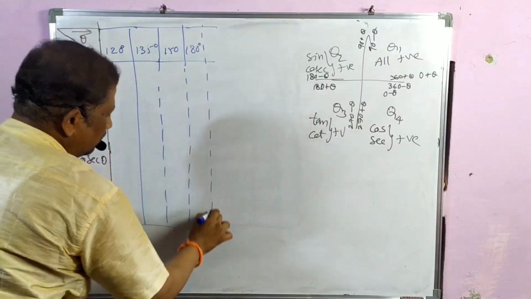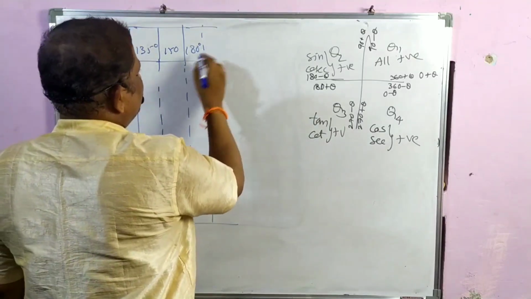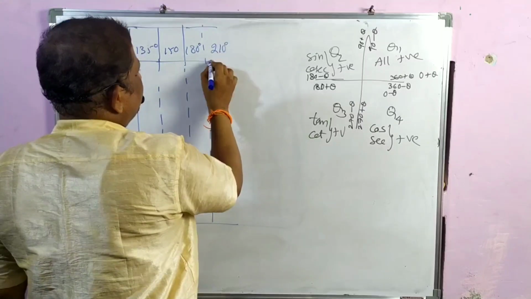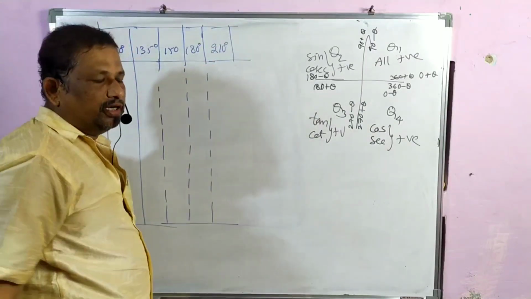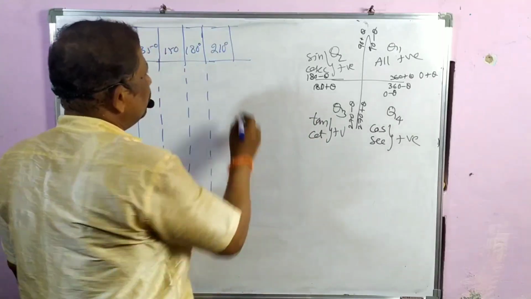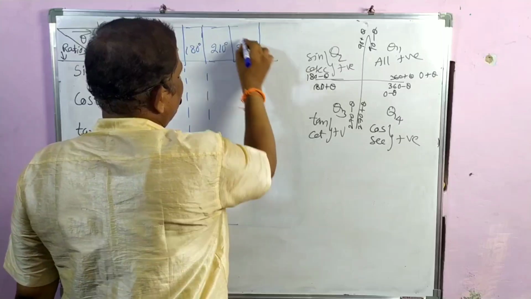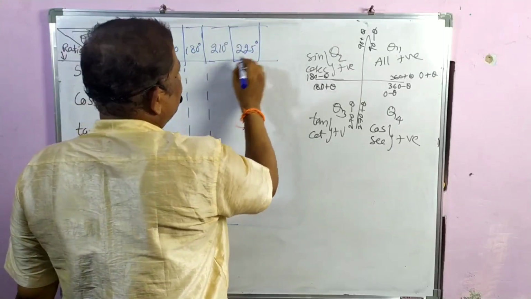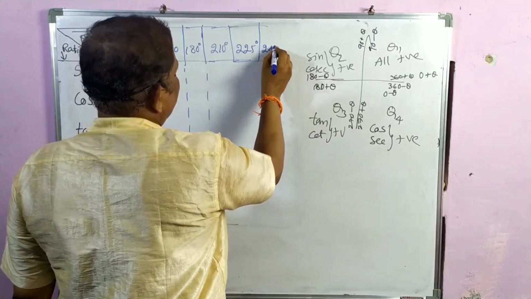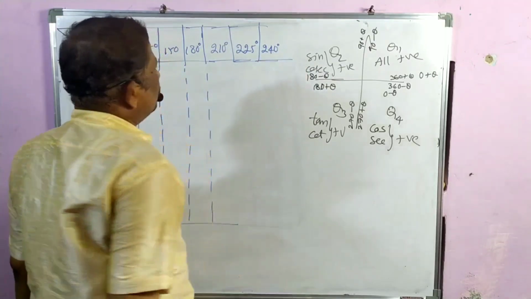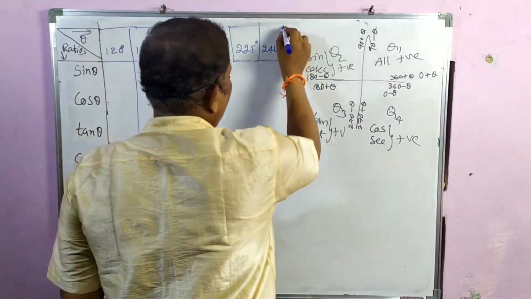180 plus 30 is 210 degrees. 180 plus 45 is 225 degrees. 180 plus 60 is 240. Next, 180 plus 90 is 270.